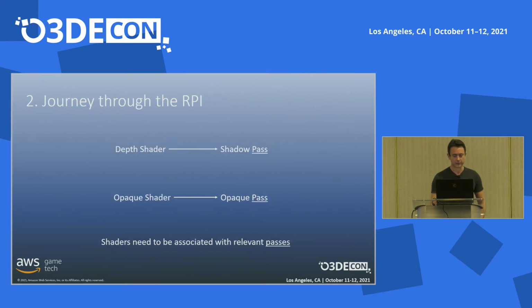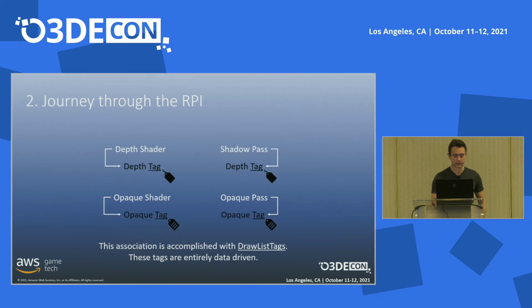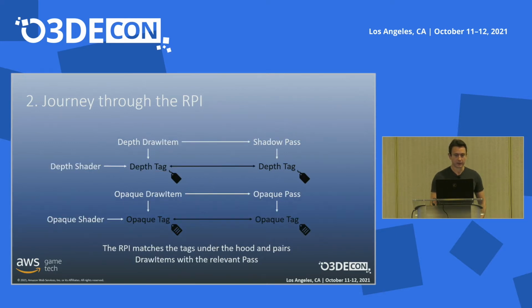So once we have these shaders, how do we actually associate them with their appropriate passes? The way we do this is we have these data-driven tags, what we call draw list tags. The depth shader will have a depth tag, the shadow pass will have a depth tag, and similarly, the opaque shader and opaque pass will also have the same tag. These tags are given to the draw item, and under the hood, the RPI uses these tags to match the draw items with the appropriate passes.